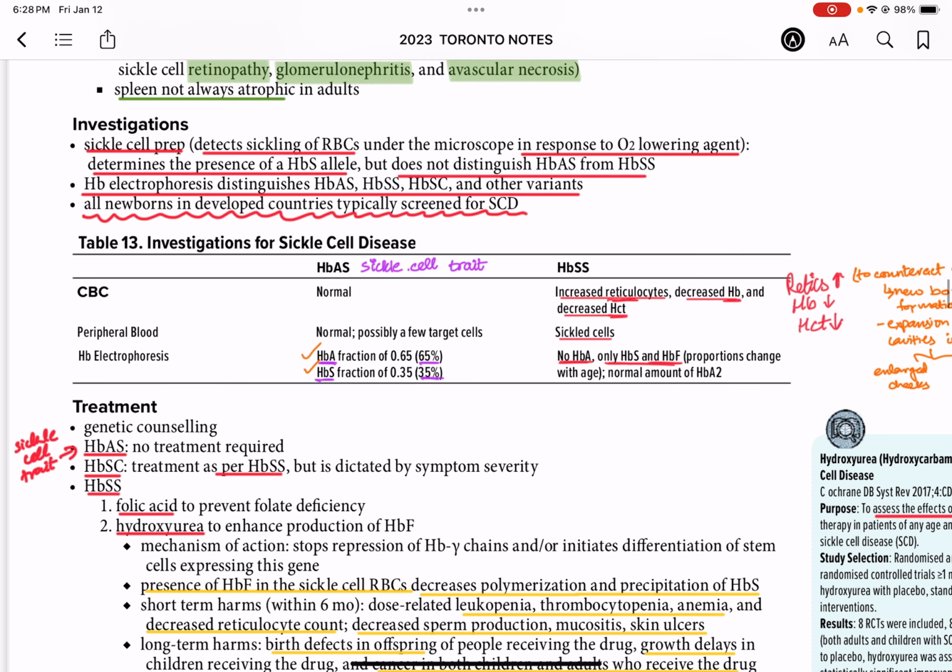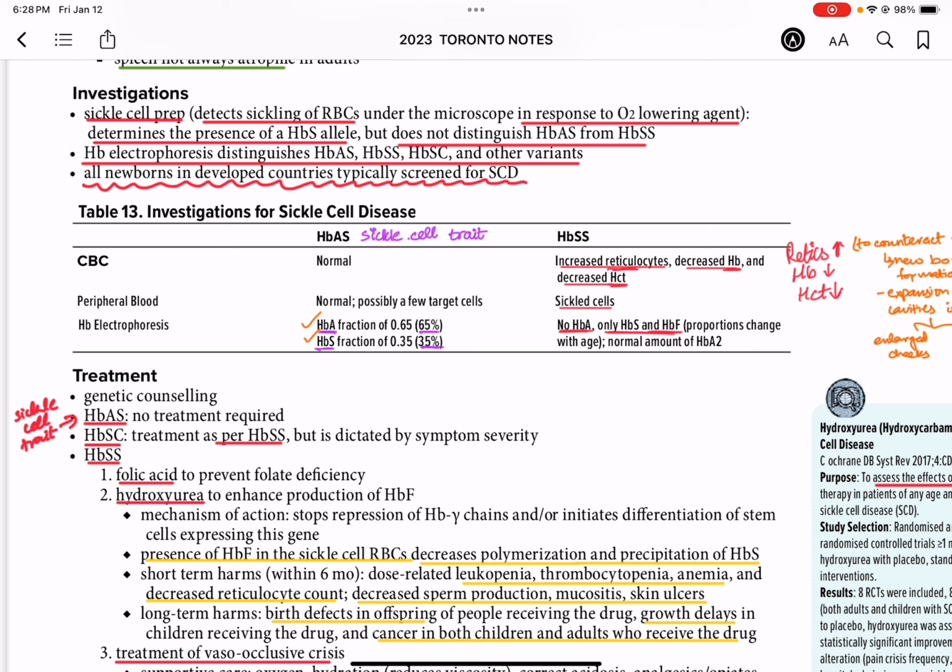In this table, we can see the investigations in the CBC. In hemoglobin AS, which is just the trait, just the carrier, CBC is normal. But in hemoglobin SS, because of so much RBC destruction and loss of hemoglobin, there is decreased hemoglobin and decreased hematocrit, and to counteract that, the reticulocyte count is increased. Bone marrow is trying to compensate. In the peripheral blood, hemoglobin AS is pretty normal. We can also find a few target cells, but in hemoglobin SS, we can find sickled cells there.